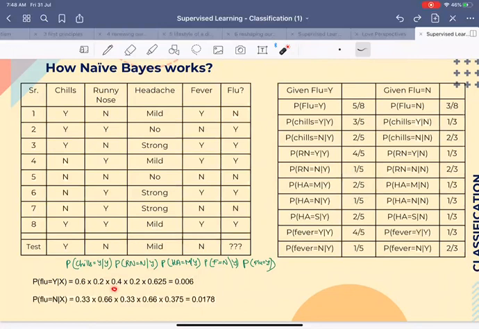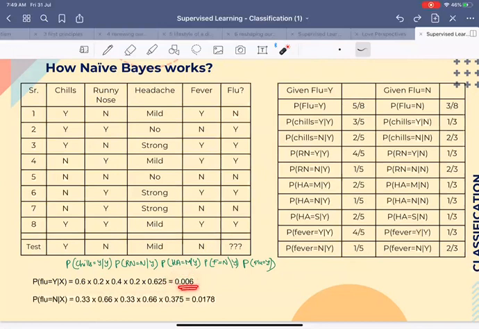2 by 5, which is 0.4. Probability of having no fever given yes, again 0.2. Probability of having flu, 5 by 8, which is 0.625. So multiplying all this together gives us 0.006. Great. So does someone have flu?